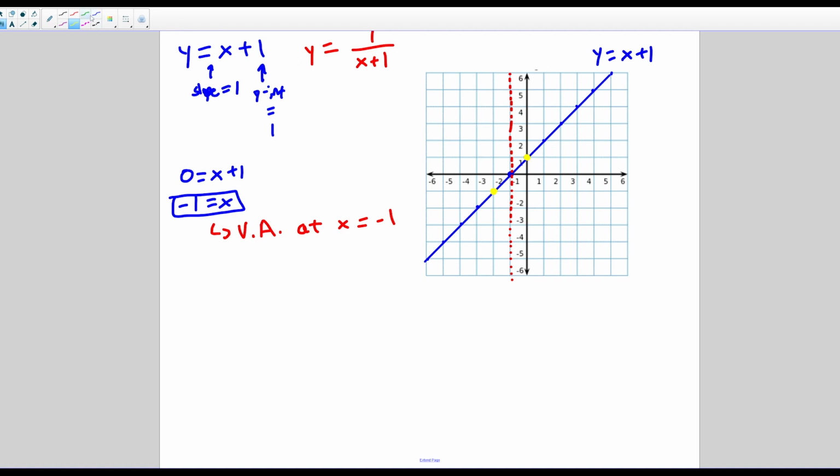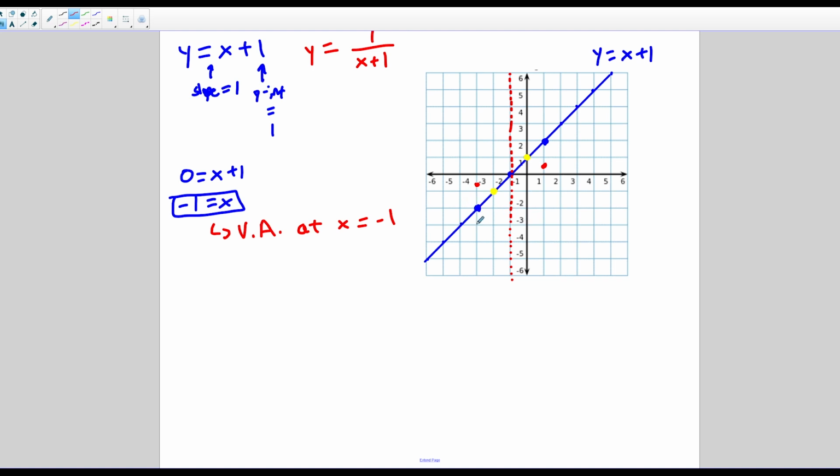So let's look at a few points on our original graph that we're going to take the reciprocal of. First off, let's start with our -2's and +2's. You can see here that when y is equal to -2, our reciprocal is going to be -1/2. Same thing over here on this side. When your y value is +2, your reciprocal is +1/2.